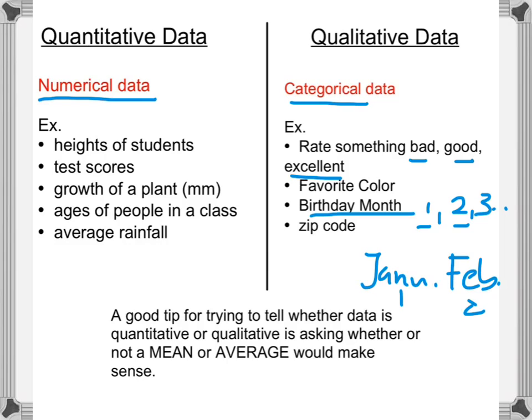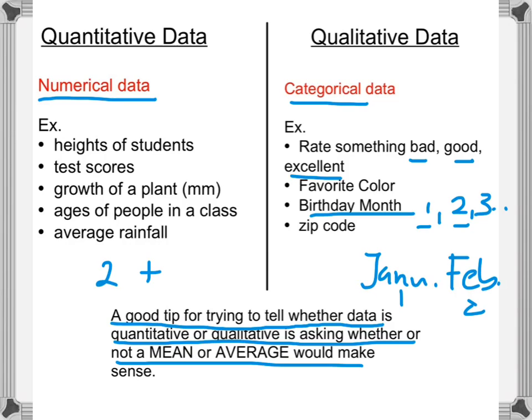And a good tip for trying to tell whether data is quantitative or qualitative is asking whether or not you can take a mean. If someone said they were born in February and someone said they were born in March, well, March would be the third month, right? Would you take an average of those two to get 2.5? Would that number mean anything? The answer is no, because no one's in month 2.5. So even if the data is numerals, if you can't take an average of them, then those are just categories.